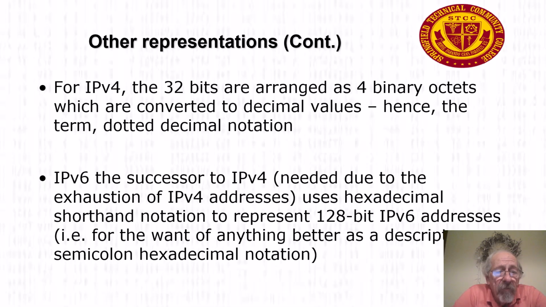So for IP version 4, the 32 bits are arranged as 4 binary octets, which are converted to decimal values, hence the term dotted decimal notation.